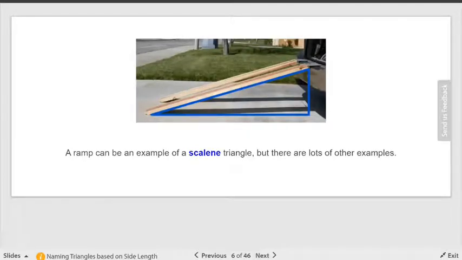So, here we go, guys. A ramp can be an example of a scalene triangle, but there are lots of other examples. See that the board is longer than the length on the ground, which is longer than the height of the ramp. Make sense?